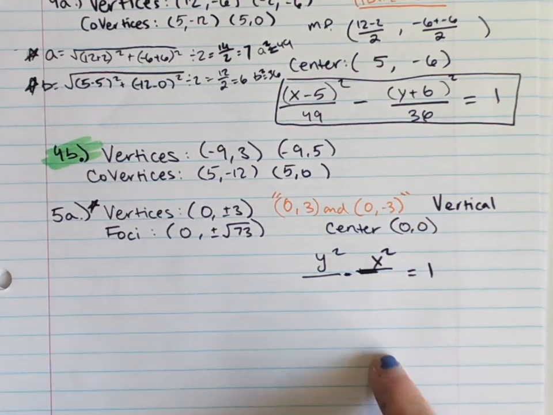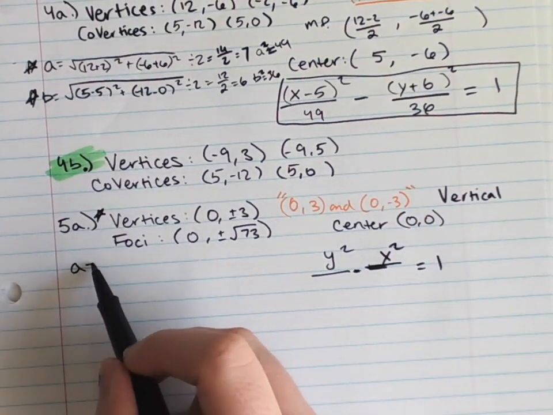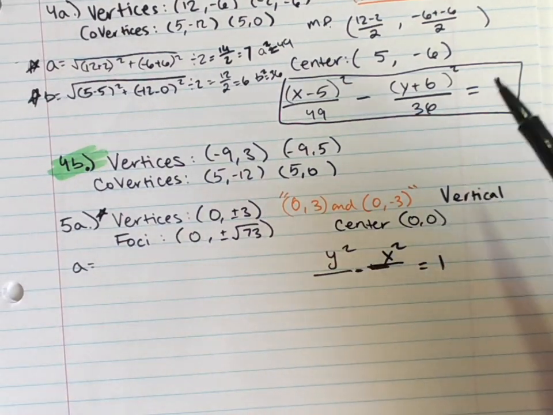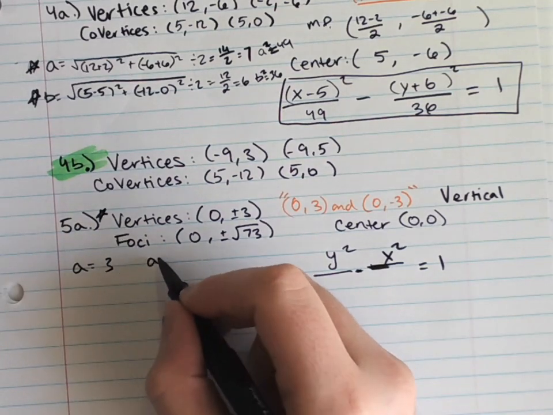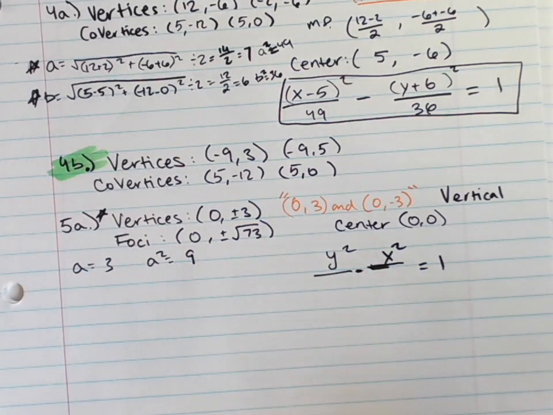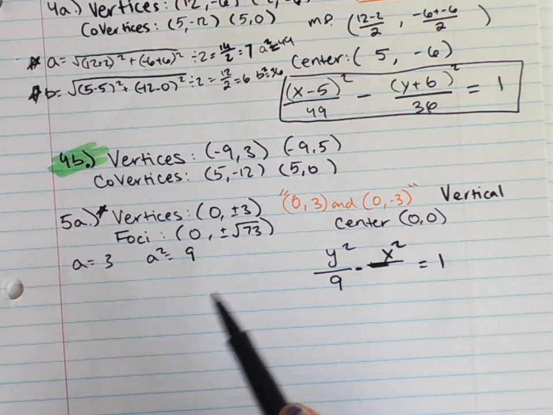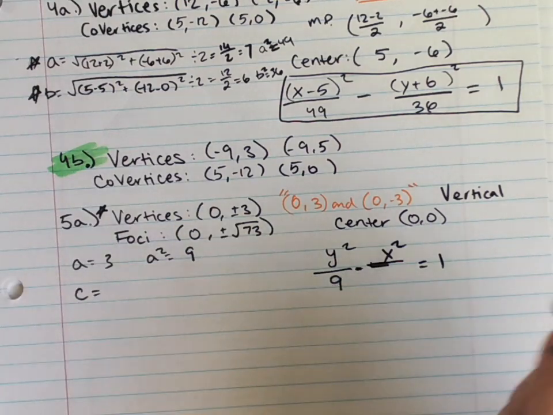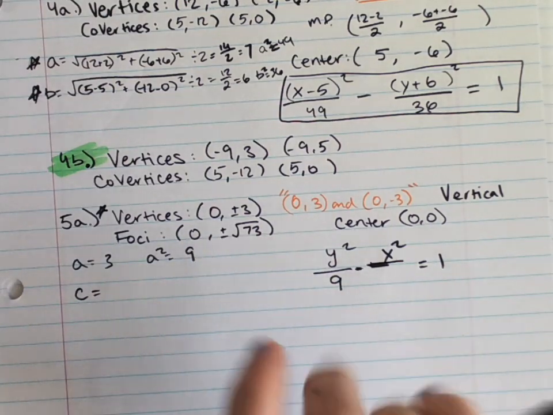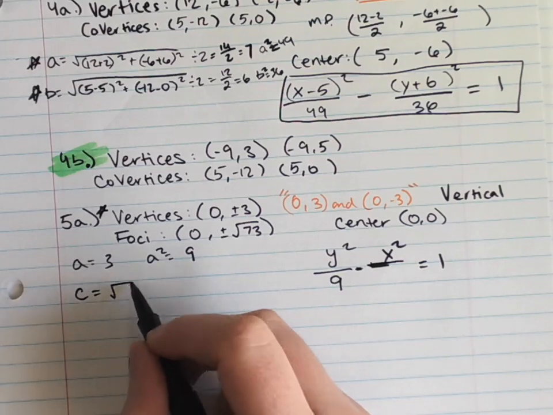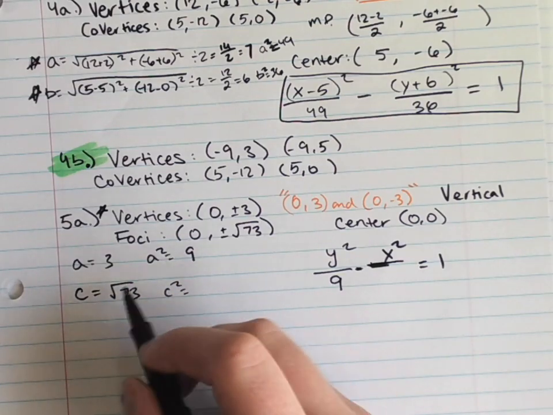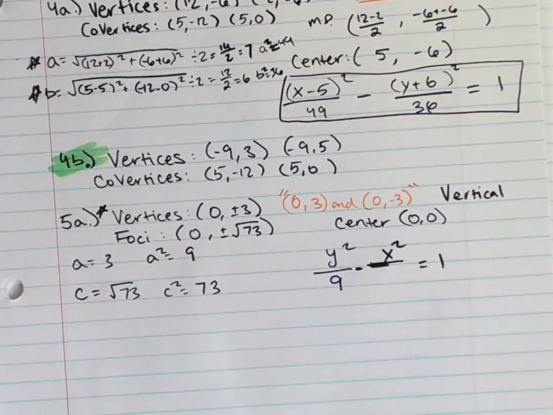So we need to find a and b. A, this one's a little bit easier because we could do it in our head. What's the distance between 0 and one of these points? It's just 3 units. A squared is 9, so we've got 9 right here. And then we've got our C value. Distance between this positively and negatively is just going to be square root of 73. So C squared would be 73.